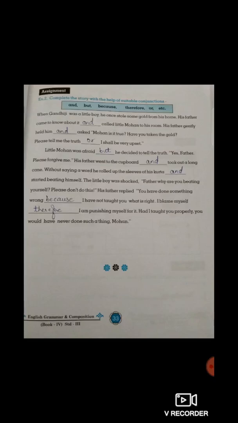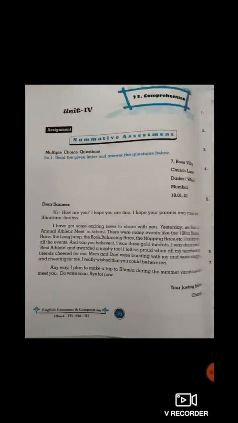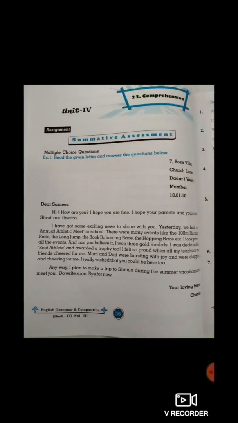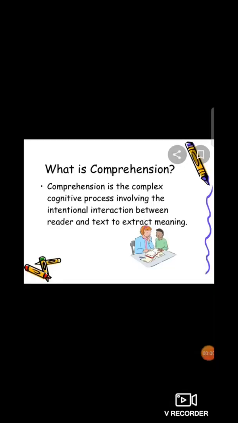Now students, move to the next chapter of grammar part only. So here the next chapter is chapter number 23, comprehension. Students, first of all, what is comprehension? And then we will start with the lesson. So what is comprehension?